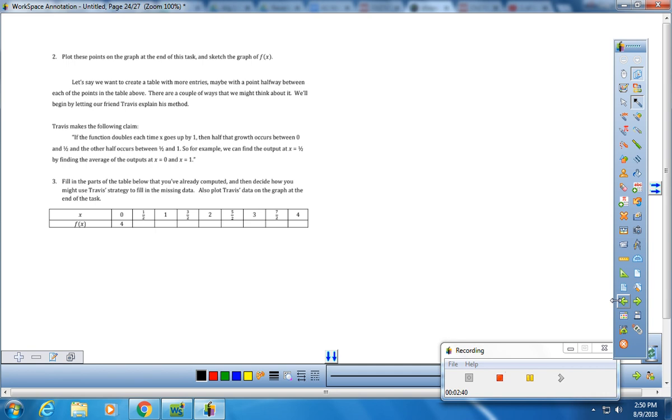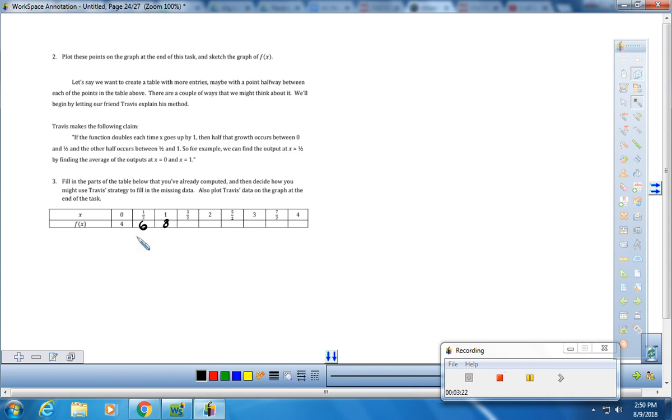We just did that. Let's say we wanted to create a table with more entries, maybe a point halfway in between each of the points on the table above. There are a couple ways that we might go about it. So Travis says if the function doubles each time, half the growth occurs between 0 and a half, and the other half occurs between a half and 1. So for example, at x equals 3/2 by finding the average of the outputs at the 0 and the 1. It's exactly what we said before. If this was 8, and this is halfway in between here, then halfway in between 4 and 8 would be 6. 4 plus 8 divided by 2 equals 6.